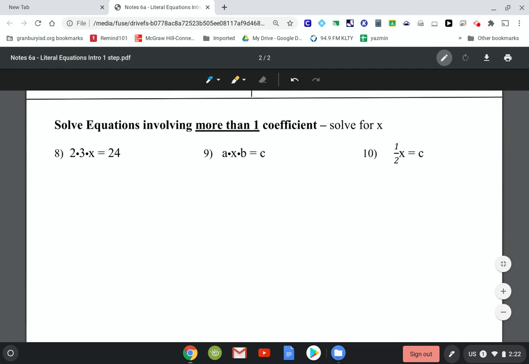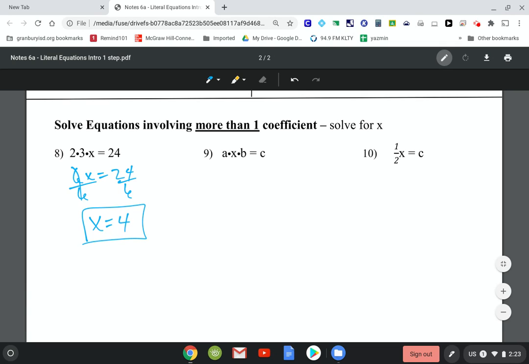This is solving equations involving more than one coefficient. All right, so on this number 8, we're going to solve for x. So first of all, it looks like we can just multiply 2 times 3 and get 6. So 6x equals 24. Divided by 6, and x is 4.